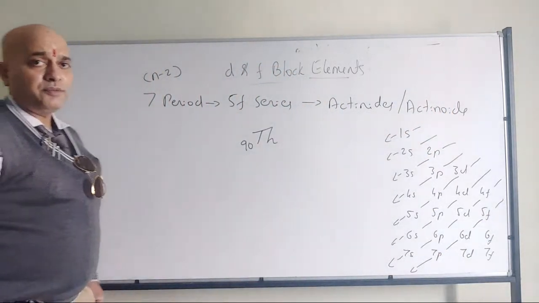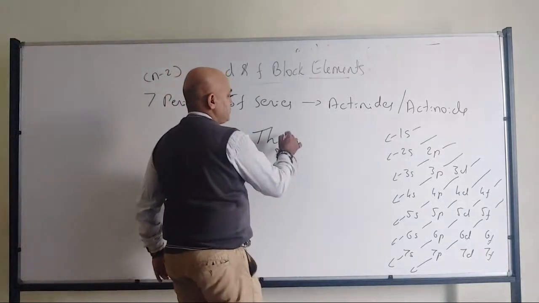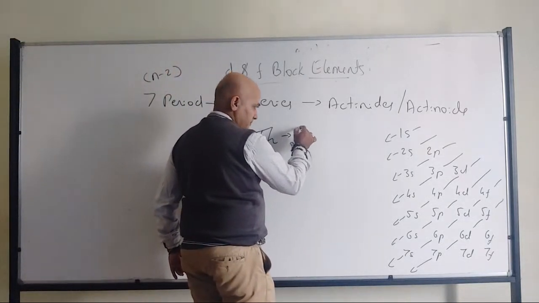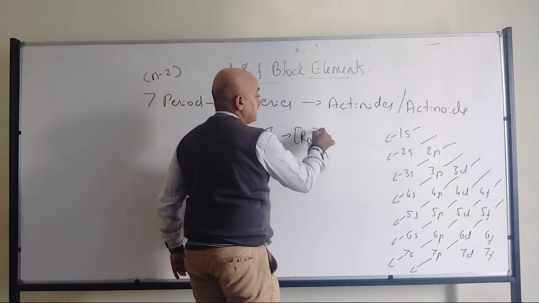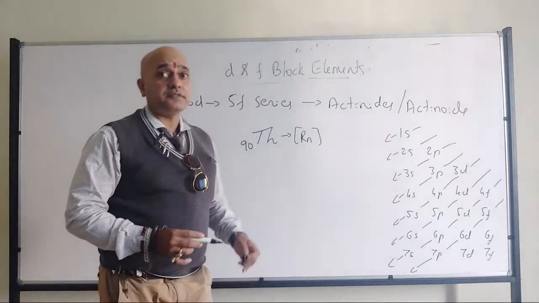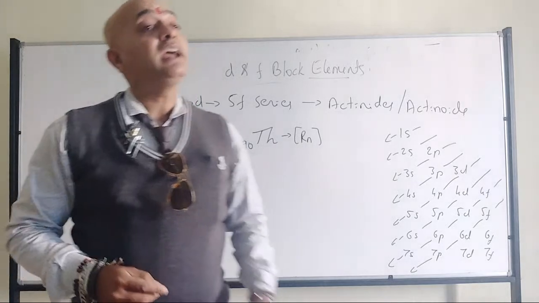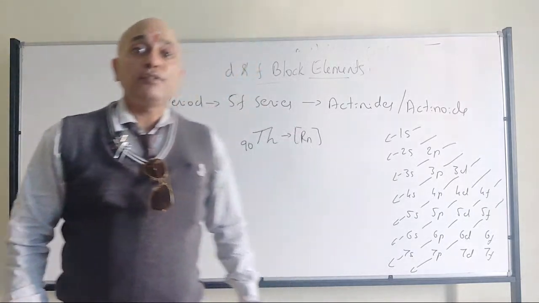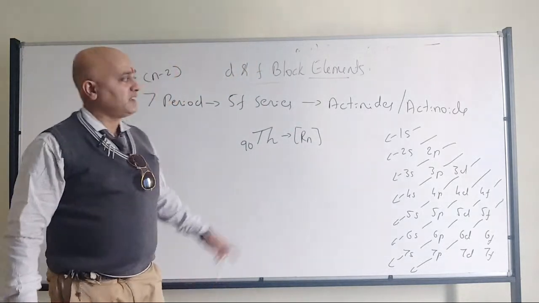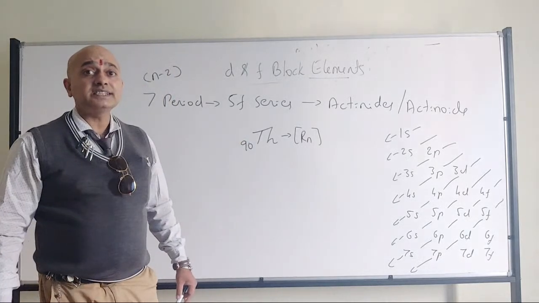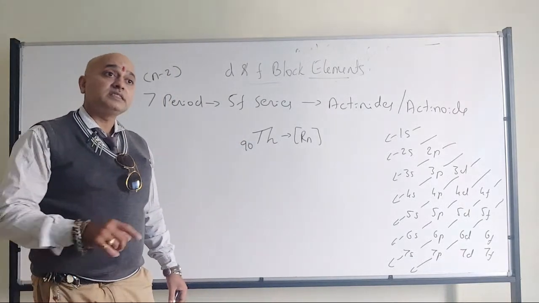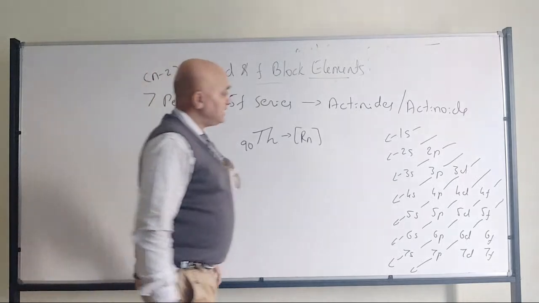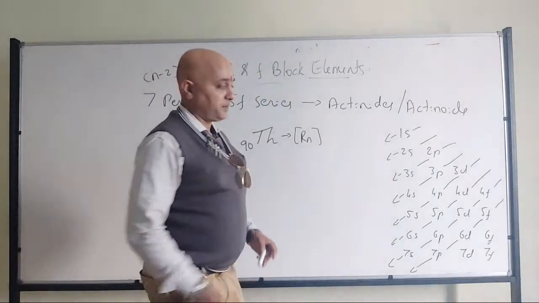Can any one of you say which inert gas we should use? We should take the help of radon. For the 5f series, always remember it will be radon. For the 4f series, it will always be xenon. Radon is 86, so 90 minus 86 is 4.